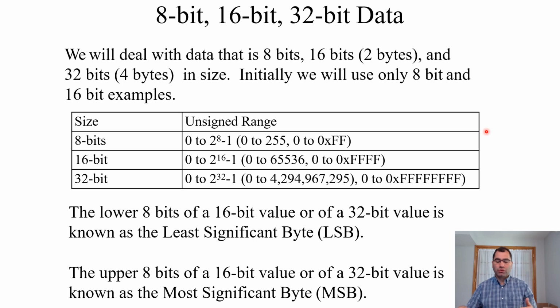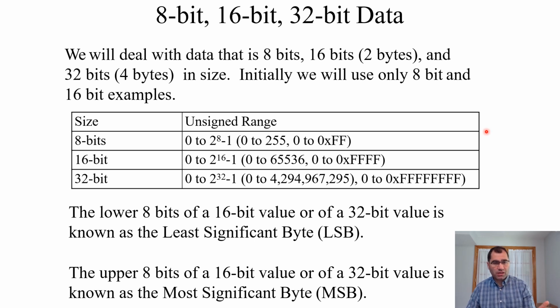In microcontroller programming, we deal with data that is 8-bit, 16 bits, or in other words 2 bytes, and 32-bit, in other words 4 bytes in size. So these are the data that we deal with. Initially, we will use 8-bit and 16-bit, and we'll talk about also how to use 16-bit like a 32-bit data.